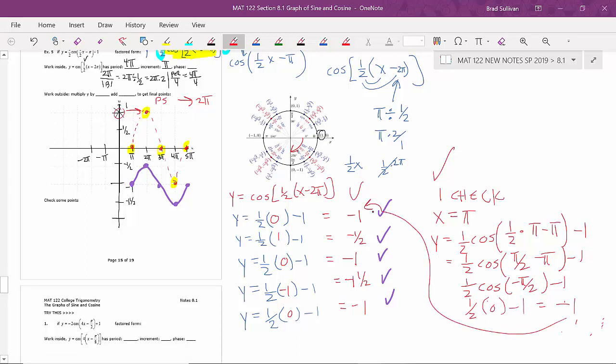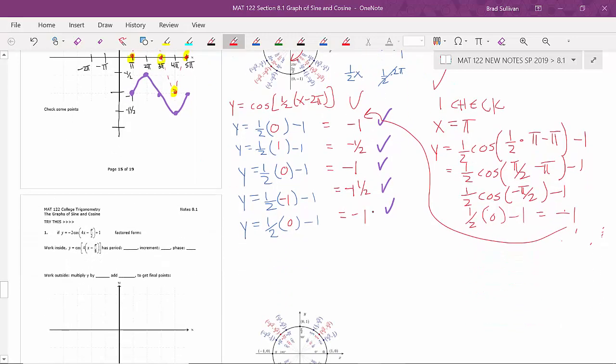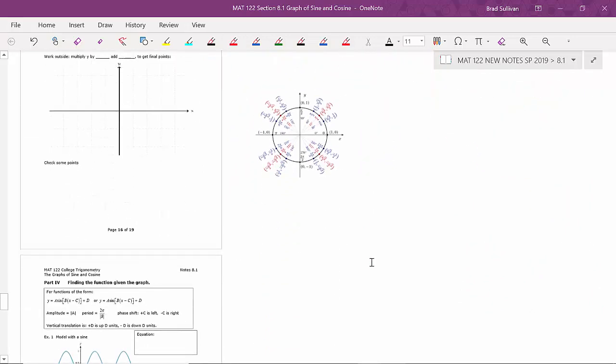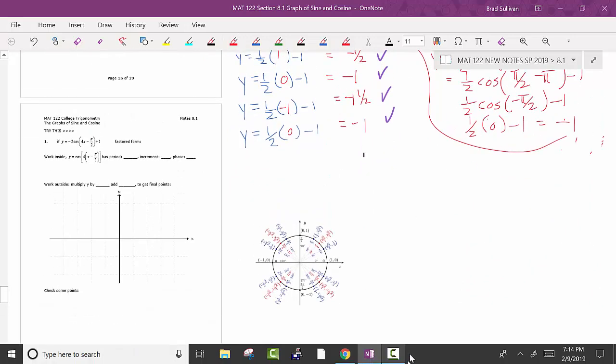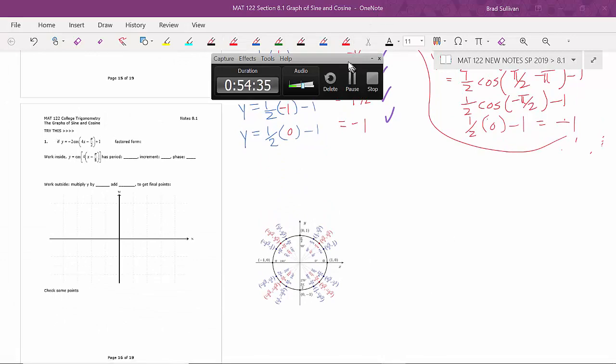So that's it. Let's see if you can do this now. Pause if you need to get this down. Go to the next page, try this problem, and then that'll wrap this piece up here. So I'm going to pause here. Give it your best shot. See how you do.